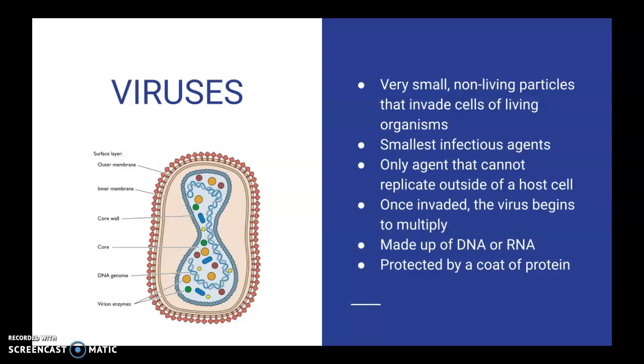Once they've invaded a host cell, the virus begins to multiply. They can be made up of DNA or RNA. They'll never be made up of both, and they most often only have like 1 or 2 strands of either DNA or RNA. And these cells are protected by a coat of protein. So you'll notice they don't really share any kind of resemblance with a human cell. They don't have a cell wall, they don't have a nucleus, they don't have any of that. So the DNA or the RNA is just free floating around the cell.